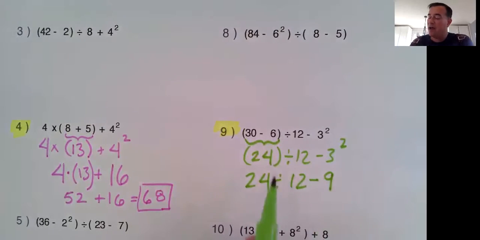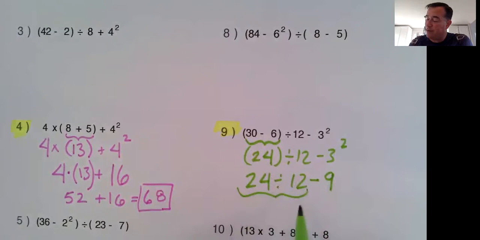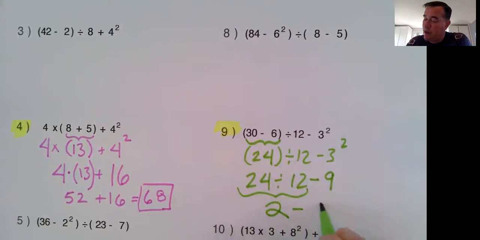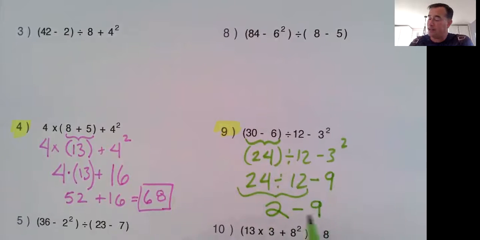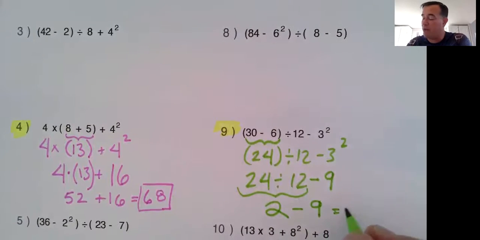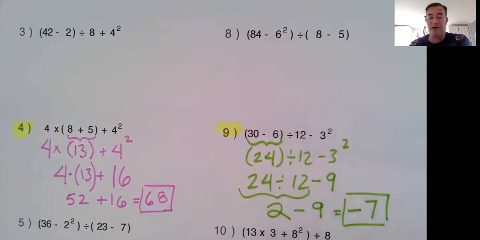Since there's nothing around the 24 that is going to be impacting it with the parentheses, I'm just going to drop those. So now I've got division and subtraction. From these, I do division first. So I do 24 divided by 12, which is going to give me a 2. So now I have 2 minus 9. And when I do 2 minus 9, it's going to give me a negative number because I'm taking more away than I have. And it will give me a negative 7 as the final result for that one.